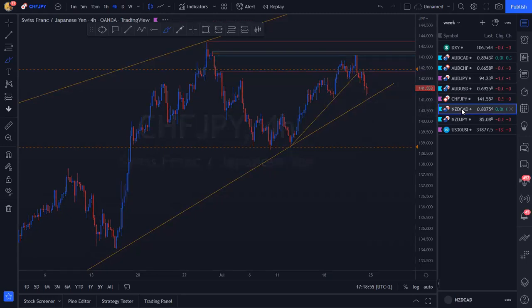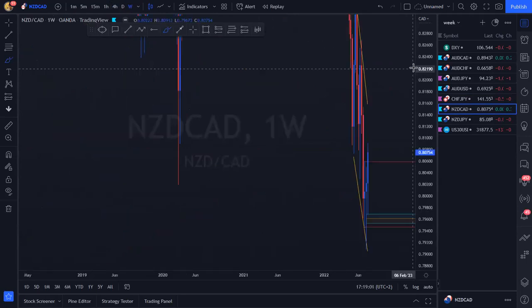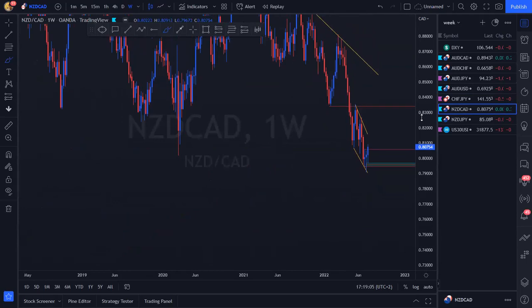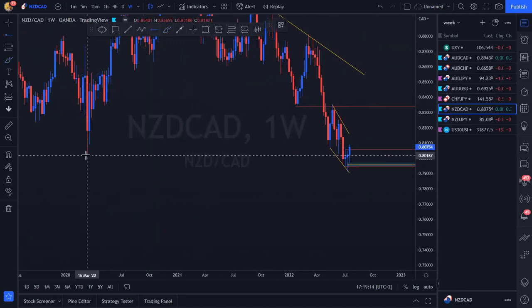Let's go on to some New Zealand dollar CAD. So New Zealand dollar CAD, let's go up to weekly. Okay, not a lot of information, but anyway, let's look at the level of structure that we've been looking at for the longest time. We were looking at this level of structure here, right?